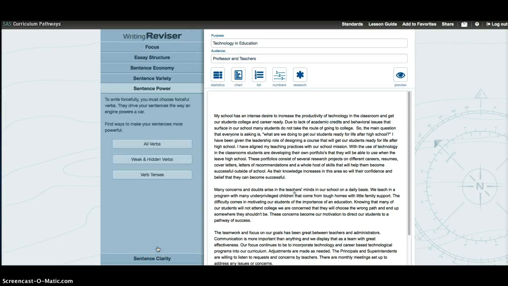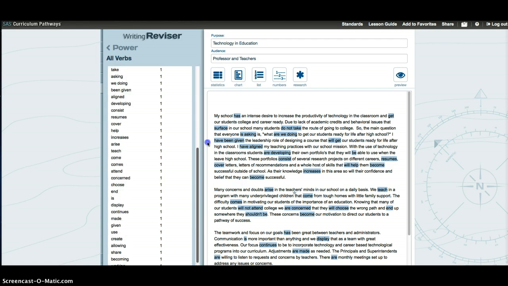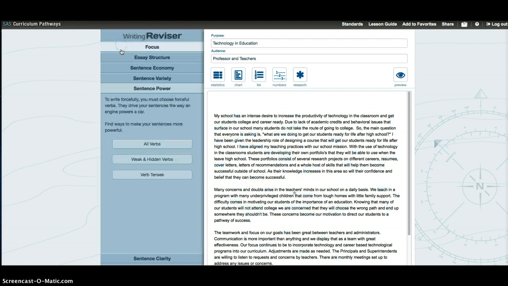Sentence power. Find ways to make your sentences more powerful. Alright, gives you the verbs that you have used. Alright, gives you an idea about that. And hidden verbs, verb tenses, okay, gives you all that information. Alright, let's click on finish.